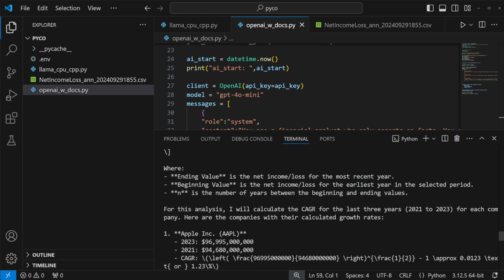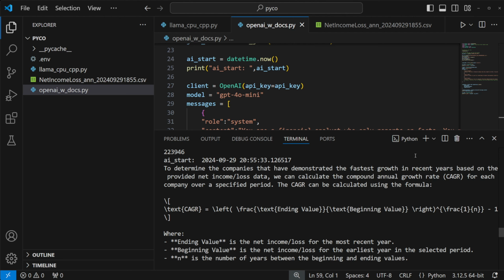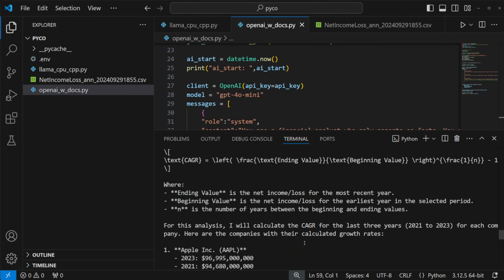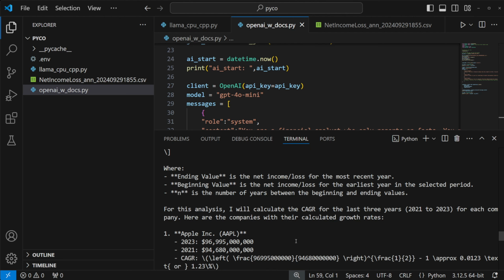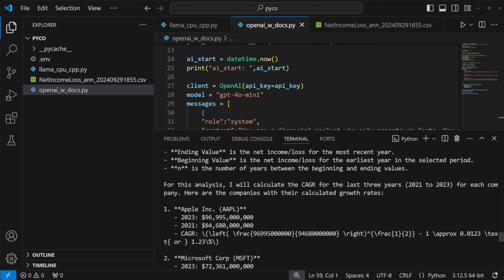Let's check this out. Okay, so to determine the companies, we shall calculate the CAGR. Okay. All this stuff sounds good, folks. All right. Ending values for the most recent year, for the earliest year in the selected period, ending periods. Okay, so it looks like they're doing 3 years or something.